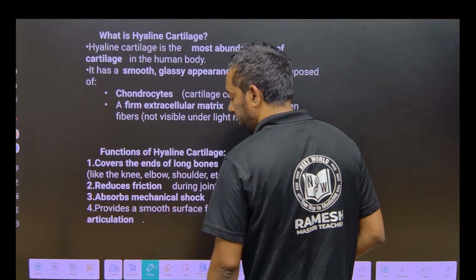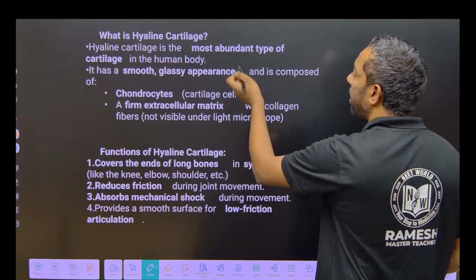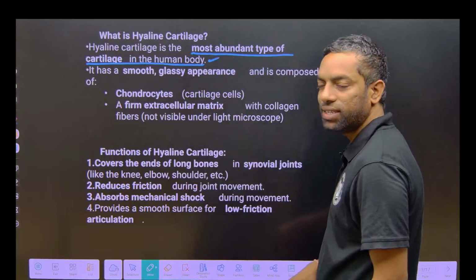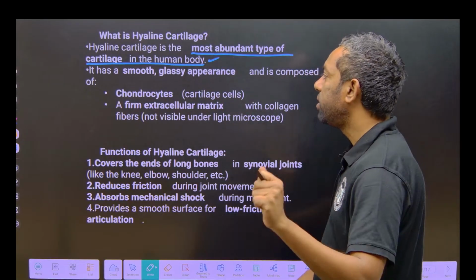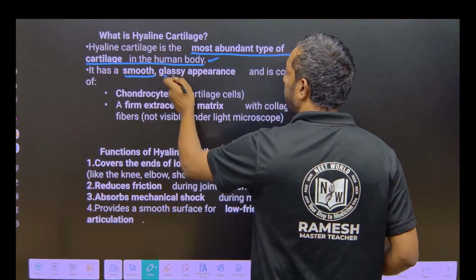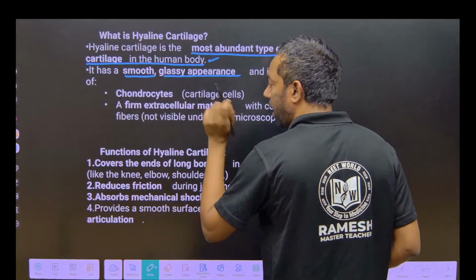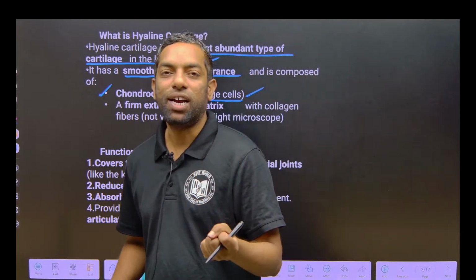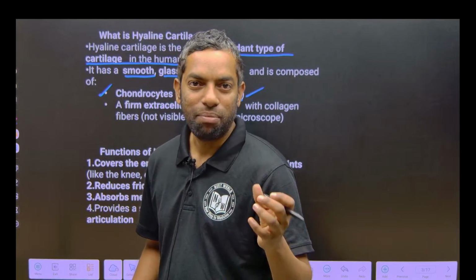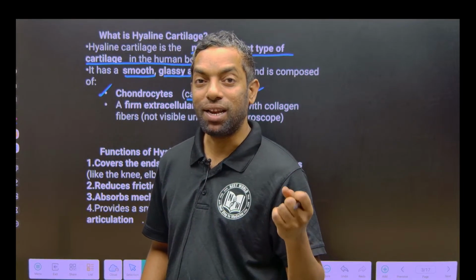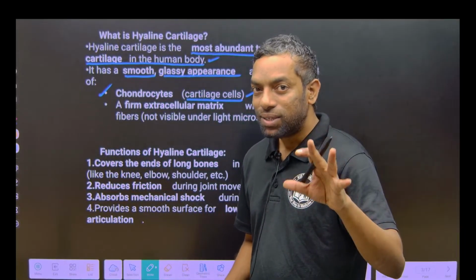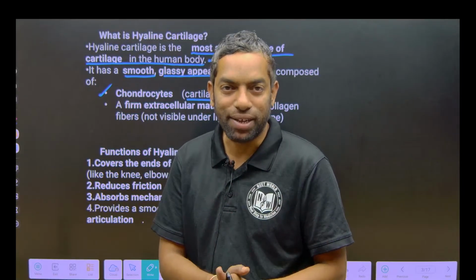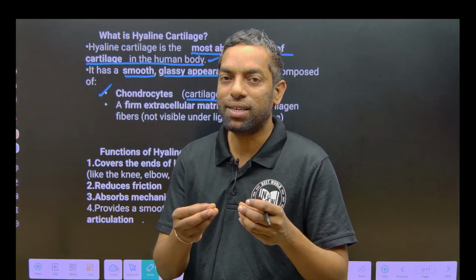What is hyaline cartilage? Hyaline cartilage is the most abundant type of cartilage in the human body. It has a smooth, glassy appearance. It has chondrocytes, which are cartilage cells. Cartilage cells are chondrocytes, like bone cells are osteocytes, and blood cells are lymphocytes, monocytes, RBC (erythrocytes), and leukocytes. These cells can secrete their own matrix to create a tissue.